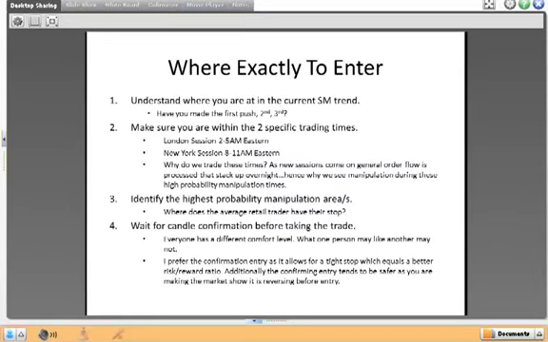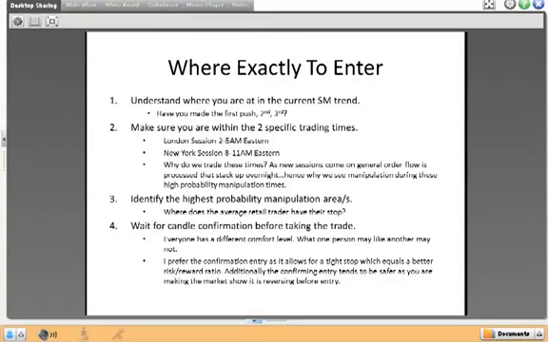Okay, where to enter exactly? This was the big question that we had, and the big question that was repeated over and over. So I wanted to spend a bit more time on this.